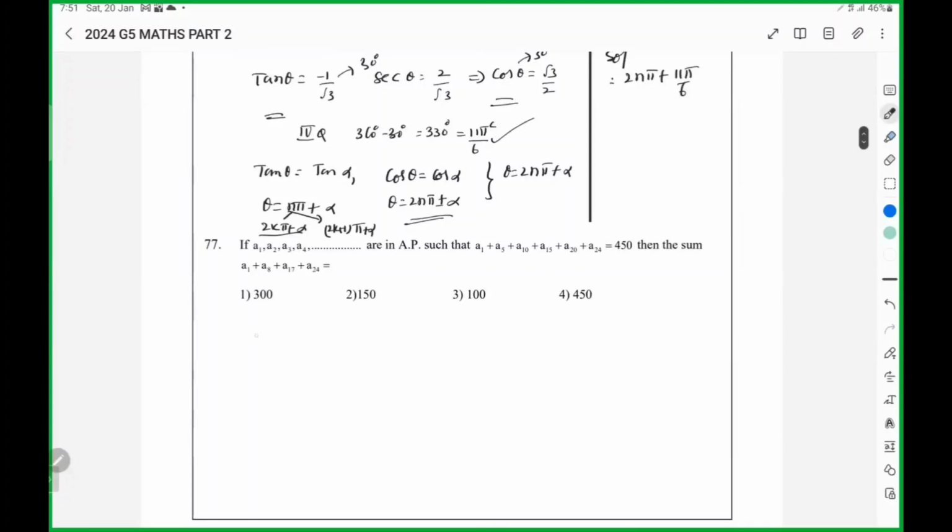Here, these are in AP. The common difference is the difference between consecutive terms.